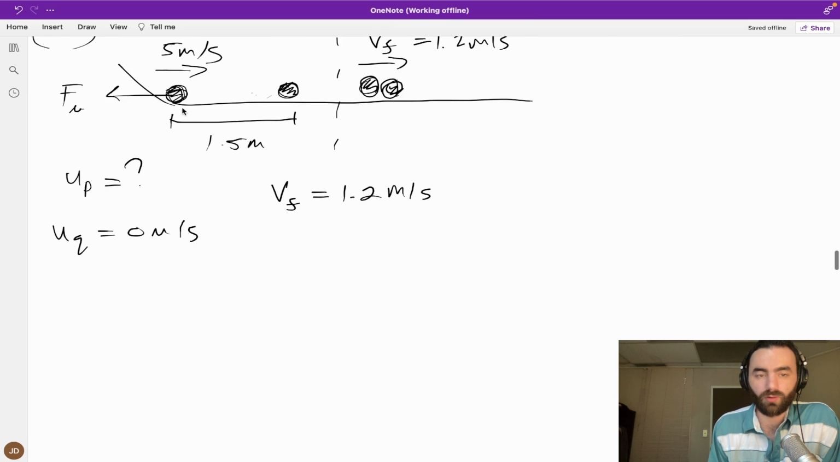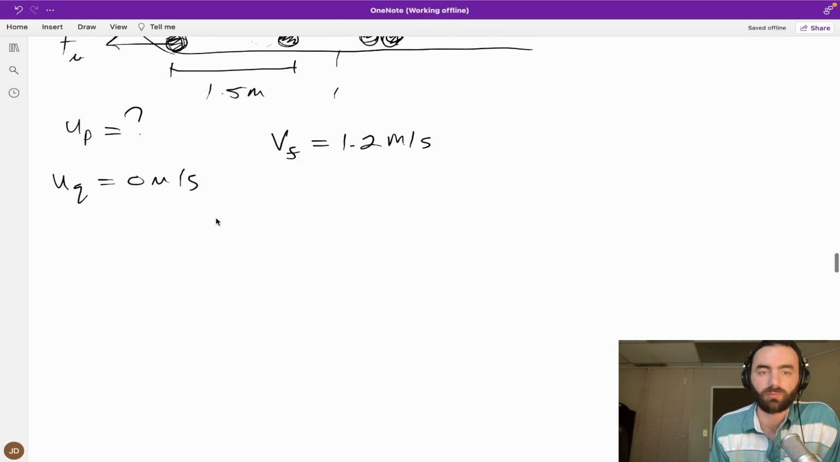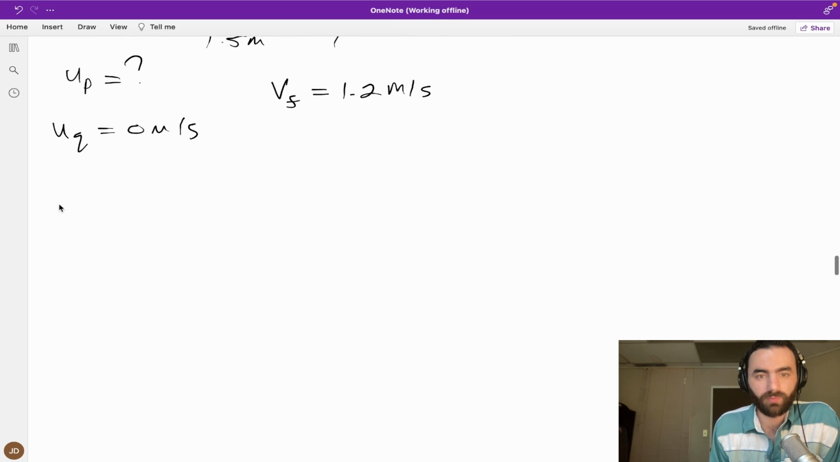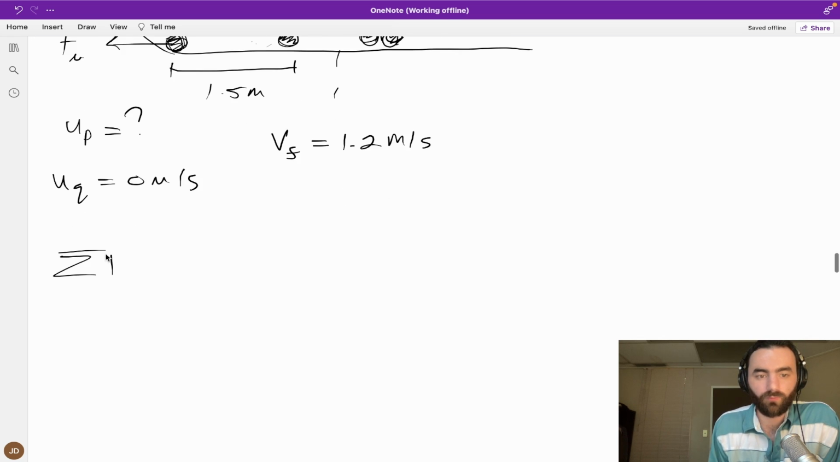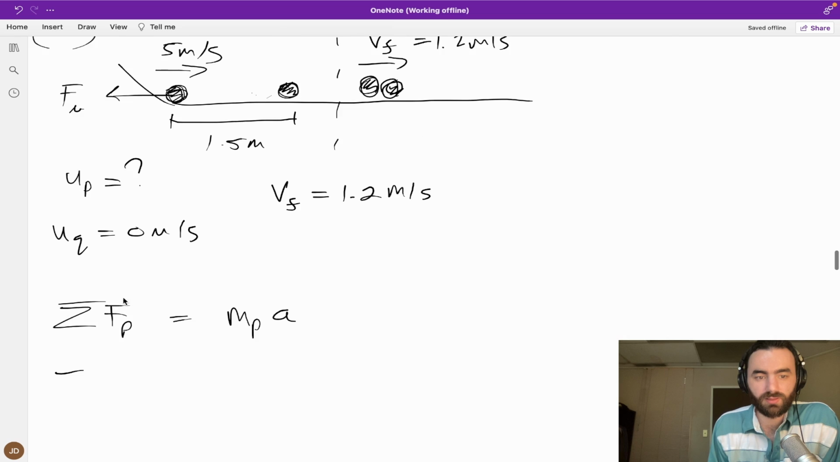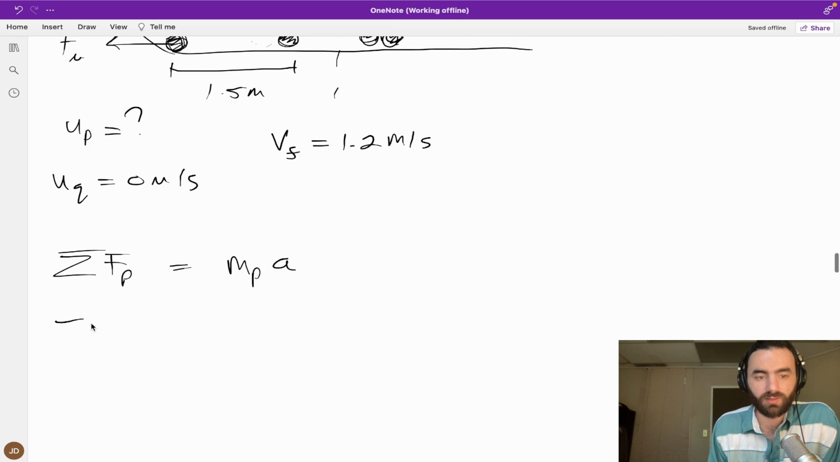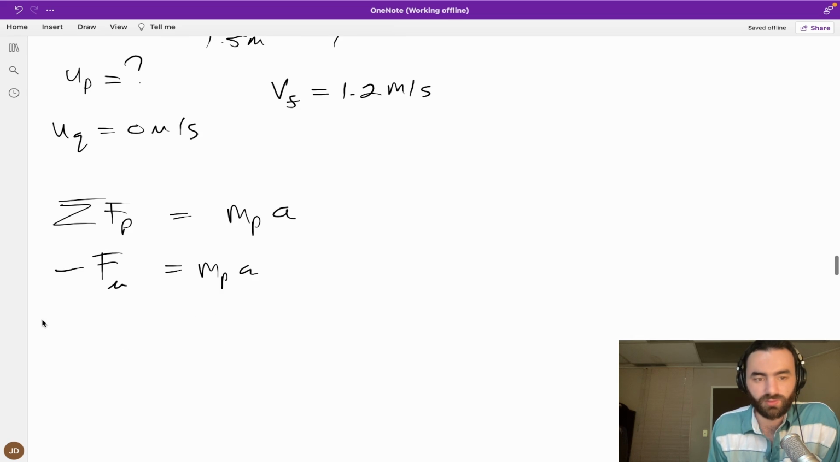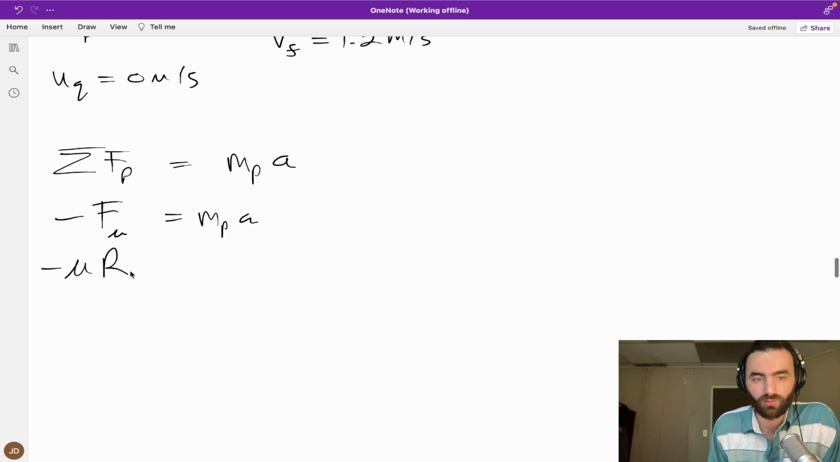And how do we find that? Well, we're going to need to find this frictional force, find the deceleration, and then use kinematic equations to find the final velocity, similar to what we did before. So with this object here, for P, the sum of the forces on P is going to equal the mass of P times the acceleration, in this case deceleration. This will be minus F mu, since it acts opposite to the direction of motion, equals MP a. What is F mu?